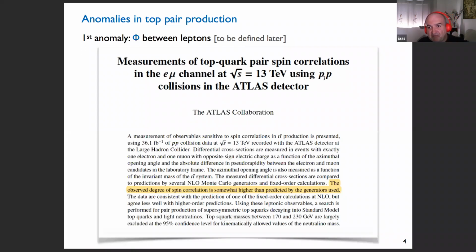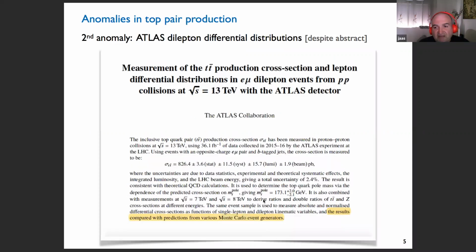So the first anomaly and the most known is an anomaly in the angle, let's call it phi, between the leptons. I will define it later. As you see from the abstract in the Atlas paper, they claim that spin correlation is somewhat higher than predicted by the generators. There are more anomalies in measurements by Atlas, though they don't comment on anything in the abstract. The results are compared and they don't say how the comparison goes.